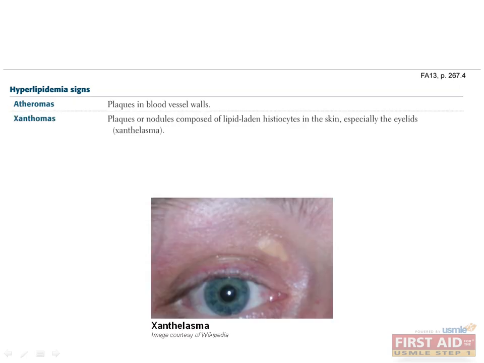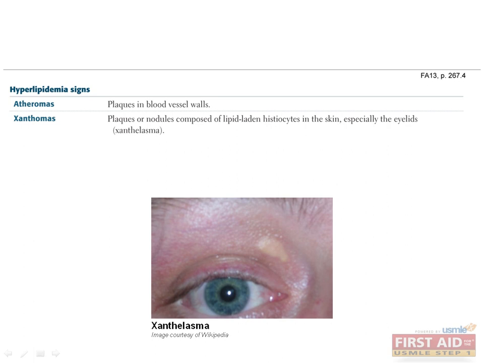Next, let's move on to hyperlipidemia, and specifically the clinical signs that may arise from it. In reality, nowadays most patients are screened with a serum lipid panel, and their hyperlipidemia is picked up long before any of these symptoms develop. However, they are important to know on your exam. Atheromas are plaques that develop inside blood vessels. Xanthomas are lipid-based plaques that develop in the skin. They appear as yellowish raised plaques.